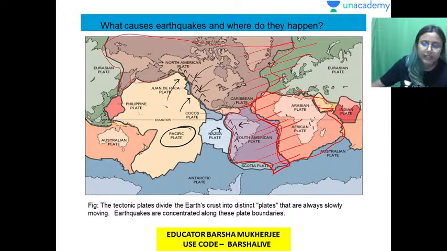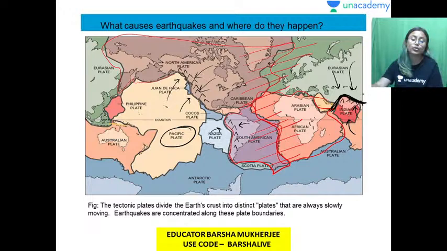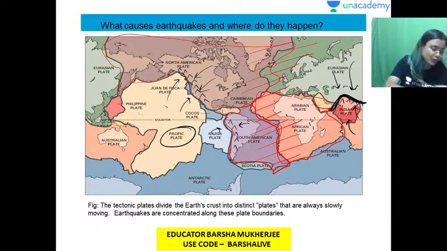Similarly, the Eurasian plate and the Indo-Australian plate move towards each other, and that is why we have a mountain range here. That is why this zone, the Nepal zone, or the Himachal, Ladakh and Kashmir zone in India, is very prone to earthquakes, because this is the zone of convergence boundary where two plates are colliding with each other, right?